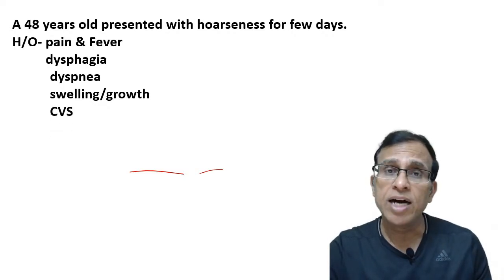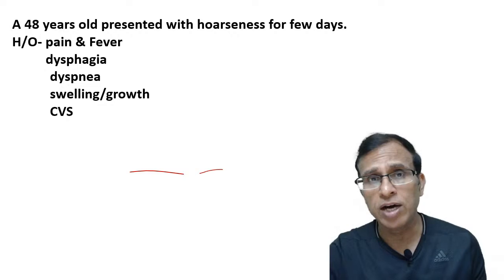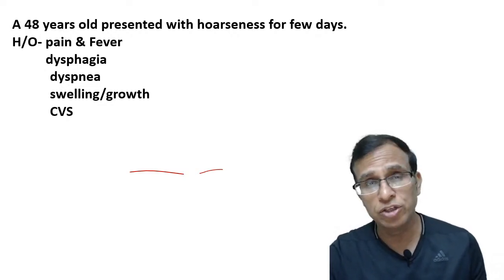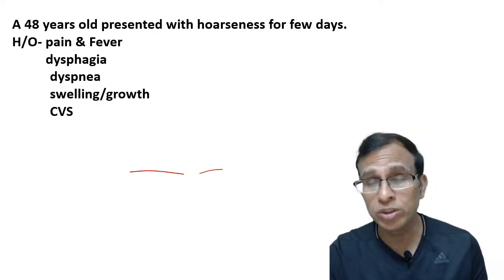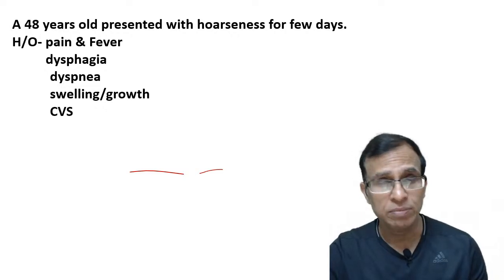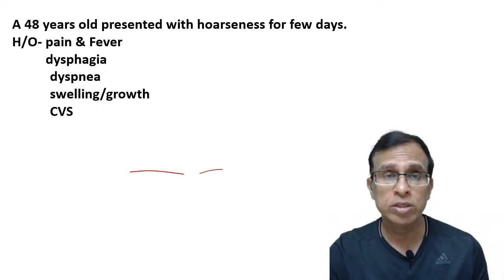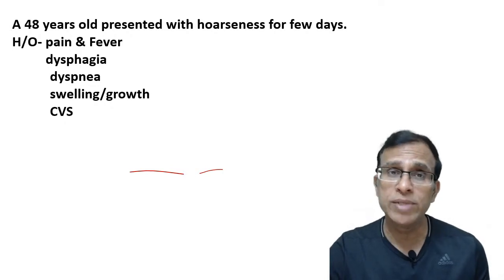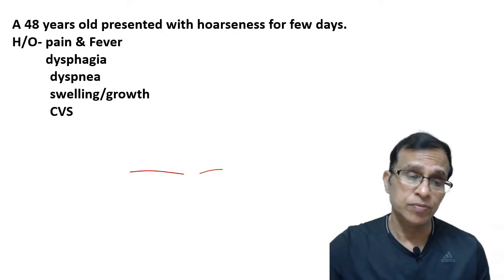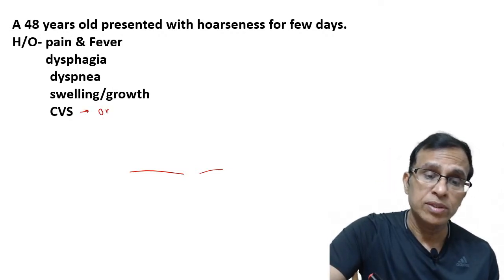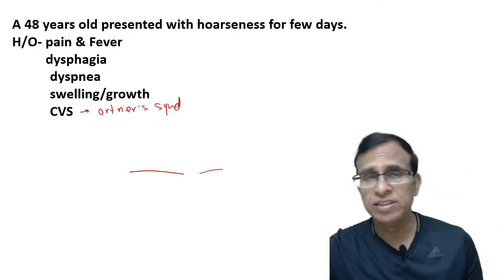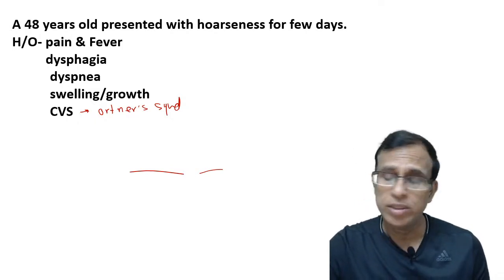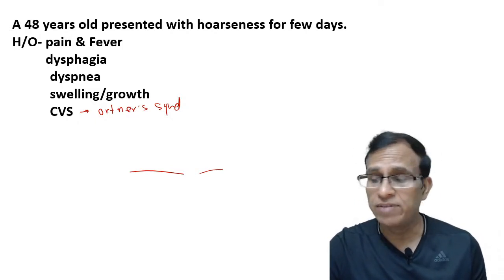Then we have the cardiovascular system. You have to ask history of hypertension, any past history of angina, any known history of cardiovascular insult, stroke, things like that. Because they can also affect the blood supply and the nerve supply of the larynx, and therefore can cause hoarseness of voice. There are also conditions like Ortner syndrome. Ortner syndrome is cardiomegaly with vocal cord palsy. If the patient has this kind of problem, they will know because they will have taken treatment in the past. So they'll give you a history of any cardiovascular disease they have had.